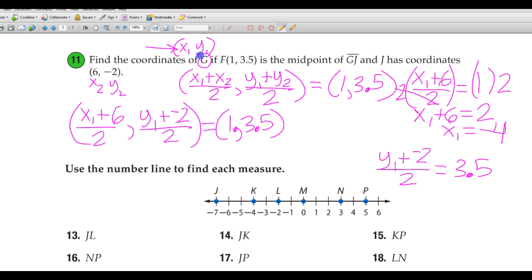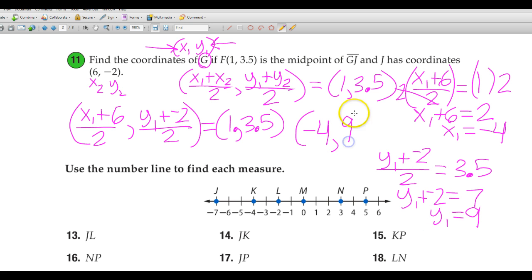of the other endpoint. Now to find the y coordinate, same process, so multiply by 2. In this case, add 2. And there's my y-coordinate of the endpoint. So my answer would be x-coordinate and y-coordinate.